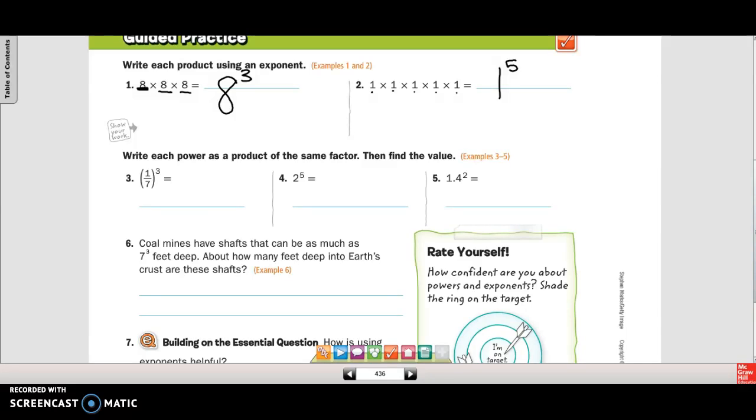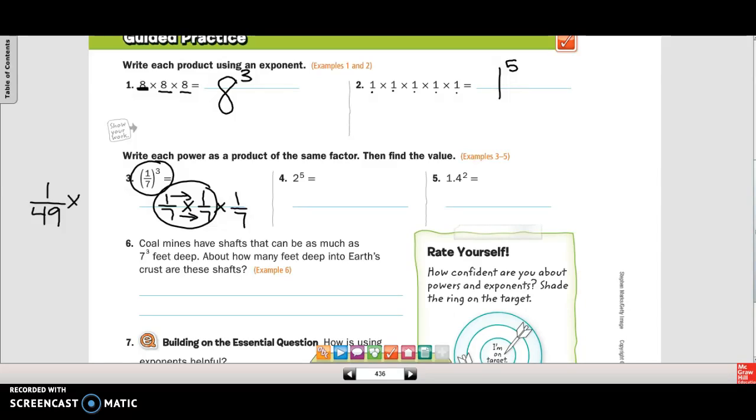Down here on 3, 4, and 5, we're going to be writing each power as a product of the same factor, then find its value. What that means is we're going to take the problem. It says 1/7 to the third, so I'm going to be writing 1/7 3 times. And then I need to find its value. So I'm going to take the first 2, which is 1 times 1 and 7 times 7.